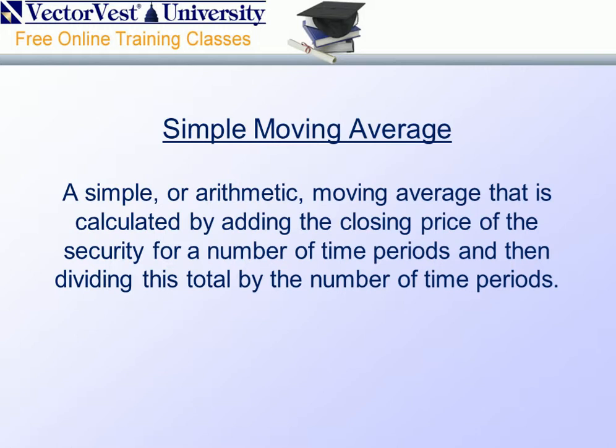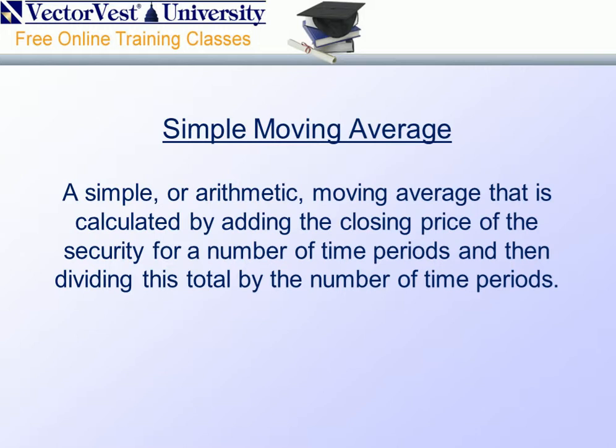It says here that a simple moving average is a simple or arithmetic moving average that is calculated by adding the closing price of the security for a number of time periods and then dividing this total by the number of time periods. For example, just to keep everything simple, if we're looking at a short term, say a 10-period simple moving average, and we're an end of day chartist, we're looking at the closing price for each and every one of the last 10 trading days. You just sum them up and divide by 10, and that provides the most recent data point.